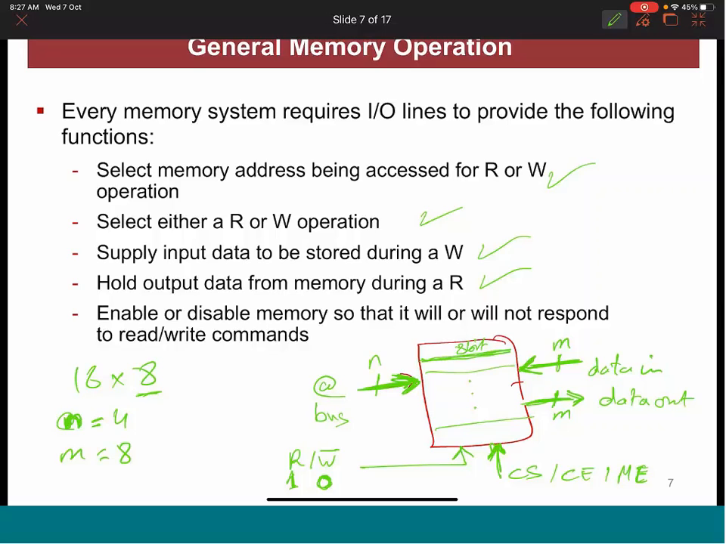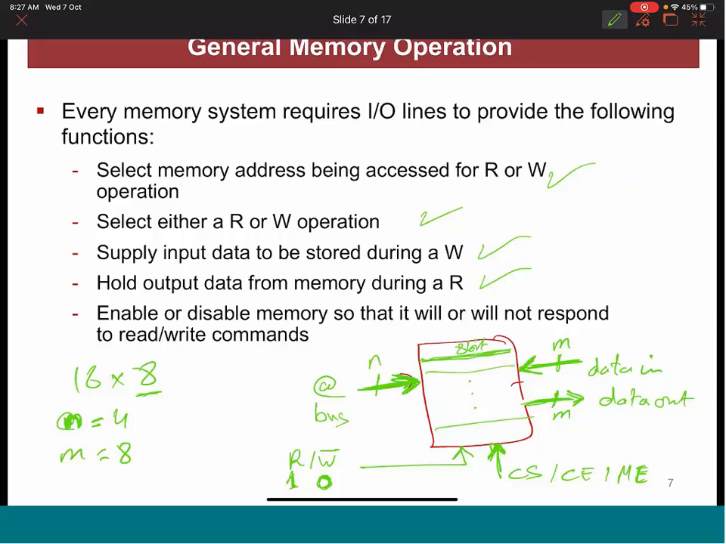So those are the pins that we have in the memory. Of course, depending on the type of the memory, ROM and RAM, we may have all of them, you may have only some of them. We will talk about this. But in general, those are the pins that we need in a memory.